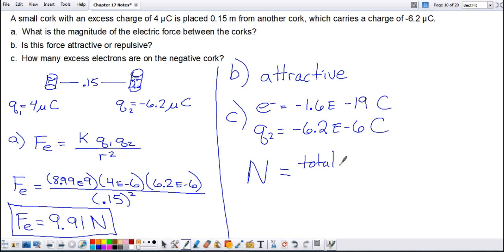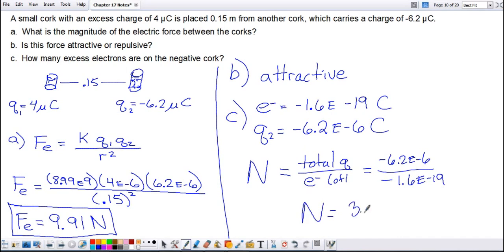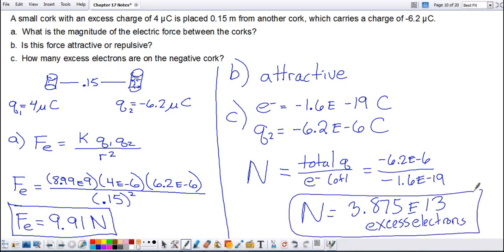So I take the total charge divided by the charge on an electron, and that'll give me the number. So I'm going to have negative 6.2 times 10 to the negative 6 divided by negative 1.6 times 10 to the negative 19. And I'm going to get that there are 3.875 times 10 to the 13th excess electrons. So there are this many more electrons than there are protons on this quark.